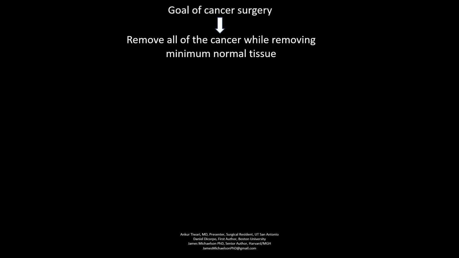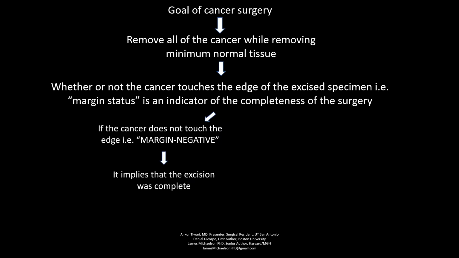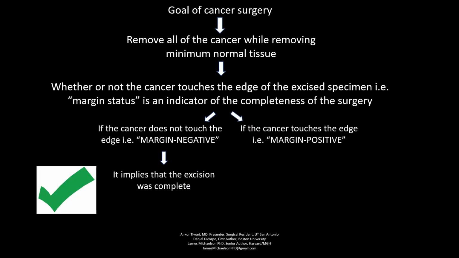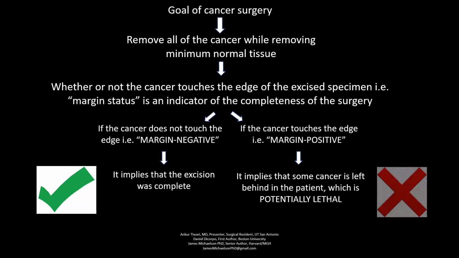The goal of cancer surgery is to remove all of the cancer while removing minimum normal tissue. Whether or not the cancer touches the edge of the excised specimen, that is, margin status, is an indicator of the completeness of the surgery. If the cancer does not touch the edge, that is, margin negative, it implies that the excision was complete. If, however, the cancer touches the edge, that is, margin positive, it implies that some cancer is left behind in the patient, which is potentially lethal.